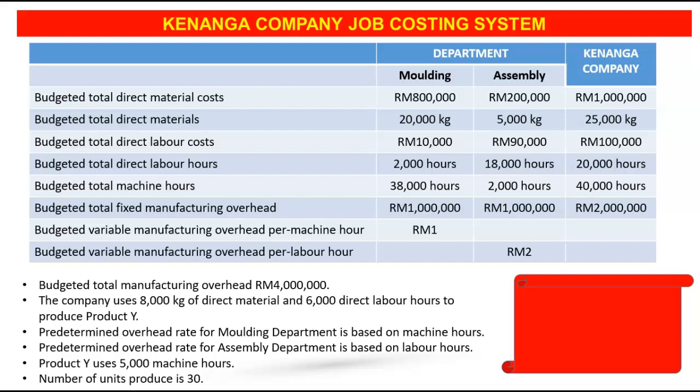Now, let's look at the example that we have here. We have this company called Kenanga Company, and the company has two departments, molding and assembly. The information that we have here is for the whole company as well as the breakup for each department. And at the end of the day, we would want to calculate the total cost for the job to produce product Y, as well as the cost per unit for product Y.